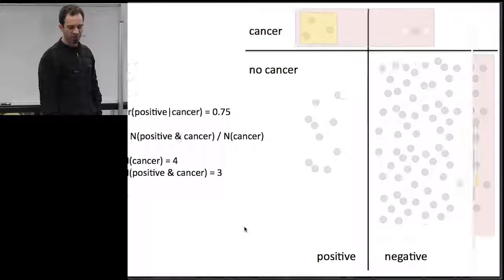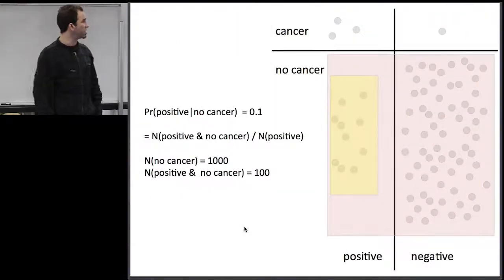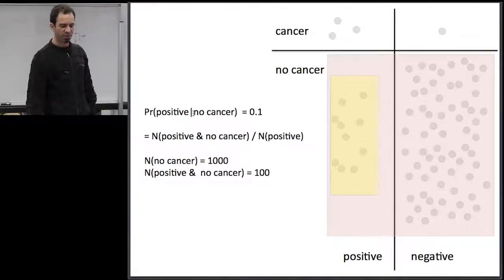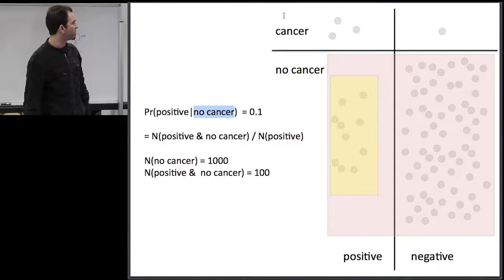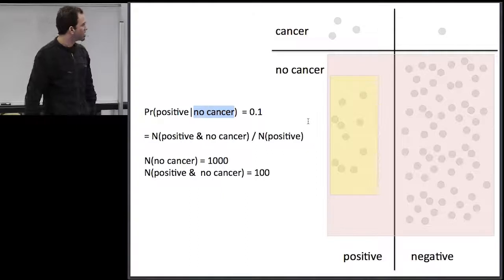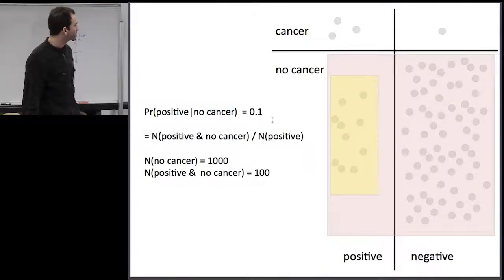Okay. The other information I'm given is probability of positive given that I don't have cancer. So now the denominator, the universe I'm trying to estimate the fraction of, is given that I don't have cancer, which is all of the stuff below this cancer line here. The cancer line. That sounds foreboding. All right, so I start with everybody who doesn't have cancer, and then I ask what proportion of those are the ones who also had a positive test.